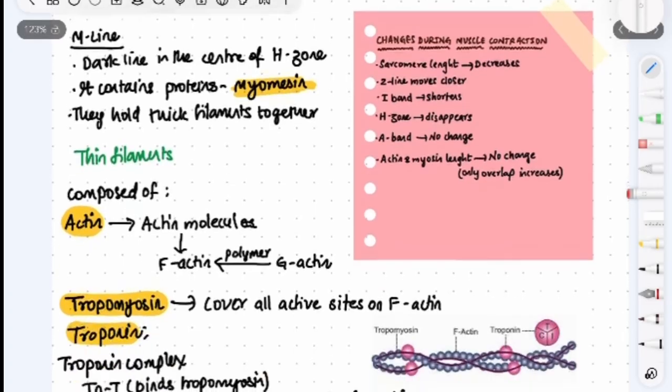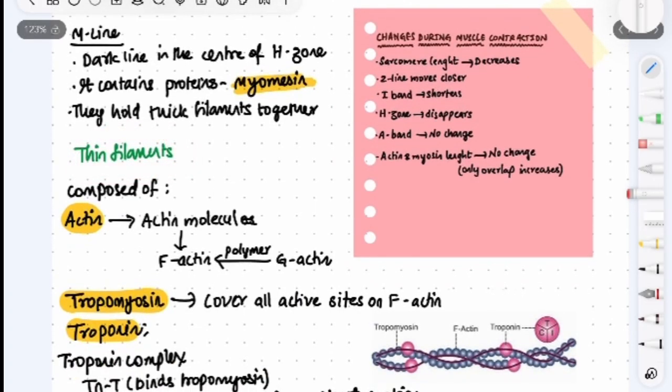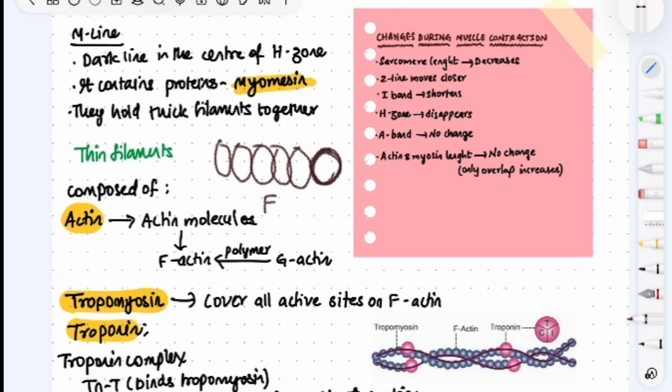Now from the starting we are talking about thin filaments and thick filaments, right? We'll talk in detail. These thin filaments are composed of three things: actin, tropomyosin and troponin. The actin molecules are formed by small molecules called G-actin. Many G-actins get polymerized together to form an F-actin. So this F-actin is nothing but the actin filament.